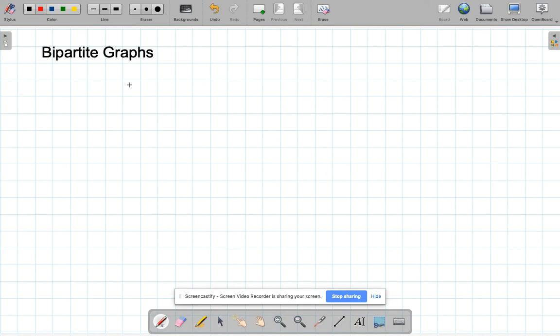This is the third video looking at graph terminology, and we're going to look at bipartite graphs. Bipartite graphs are denoted with a K and two numbers, N and M. So I'm going to look at K22. And what this means is I have two vertices here.